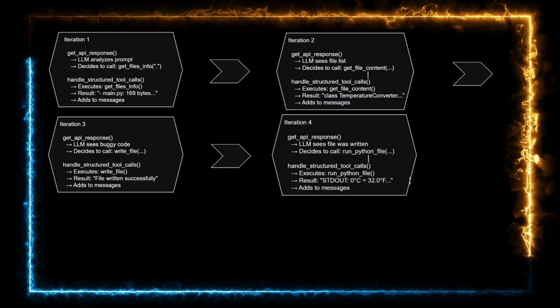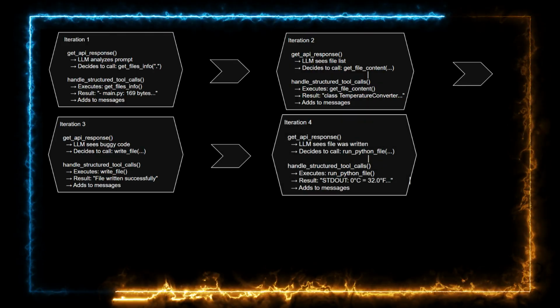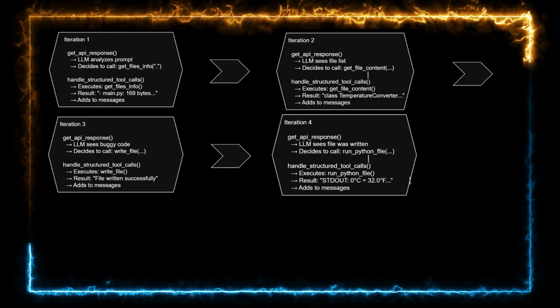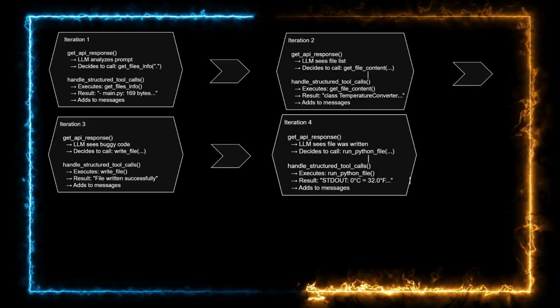On the fourth iteration, the LLM sees the file was written in iteration 3 and decides to call the runPython function to test the fix.